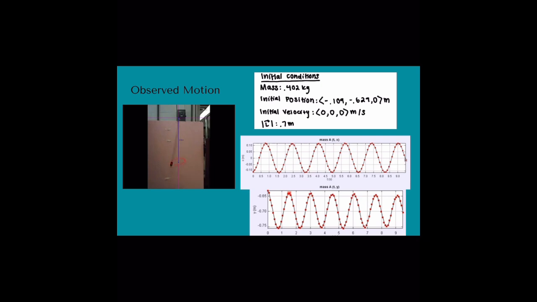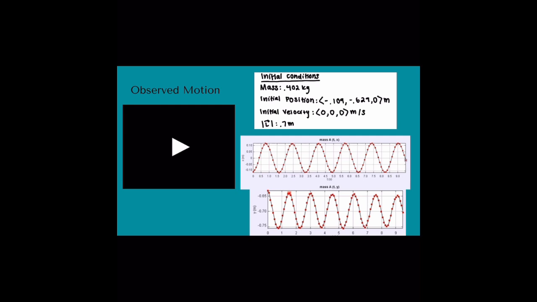From this we get these two graphs of the position versus time for both x and y, and our initial conditions. The mass of the object is 0.402 kilograms, the initial position is listed here, the initial velocity is 0, and the length of the spring is 0.7 meters.